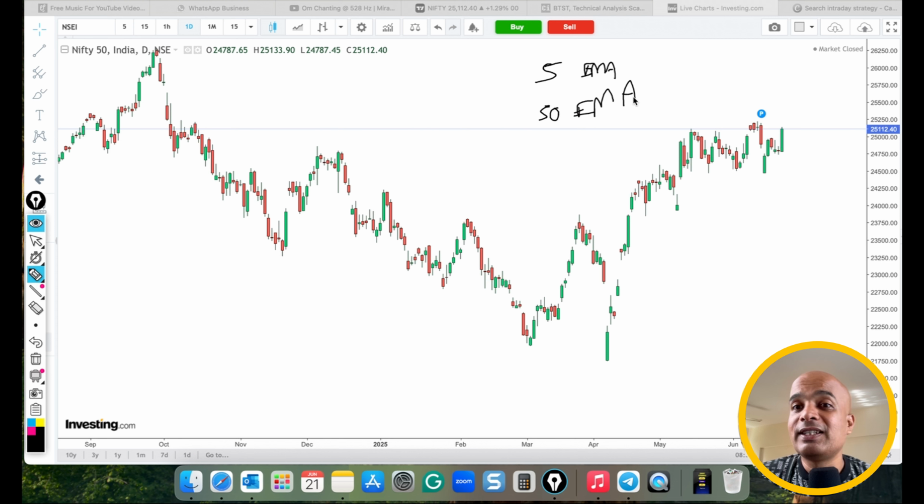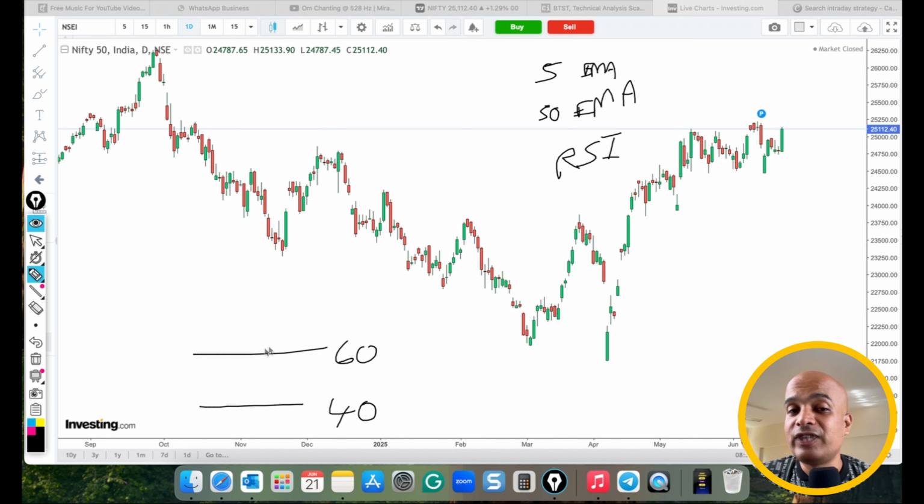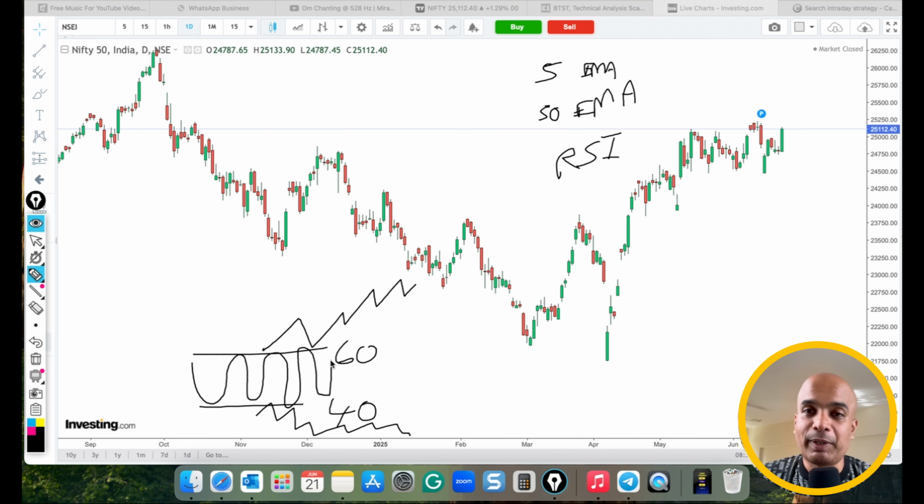Okay, so next one is the RSI indicator. Basically I will plot the 60 and 40 levels. Anything above 60 is bullish in RSI, anything below 40 is bearish as per RSI, and if the RSI stays in between 40 and 60, we can expect a sideways move on the price chart. That's why I'm using RSI. Basically I'm using the RSI indicator to scan for bullish stocks. Okay, that is one thing.